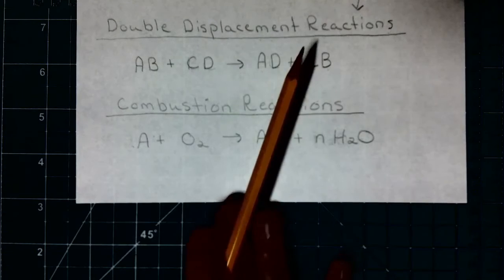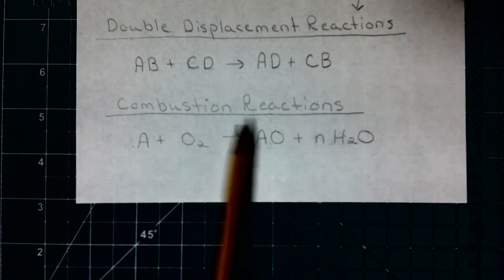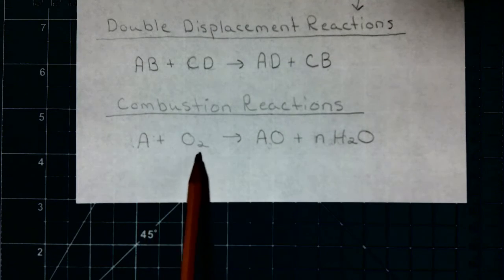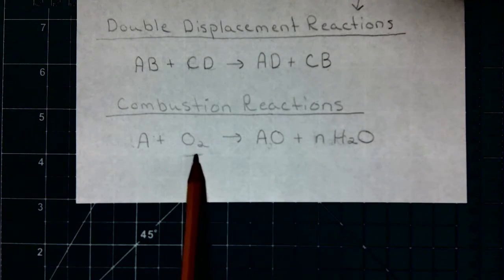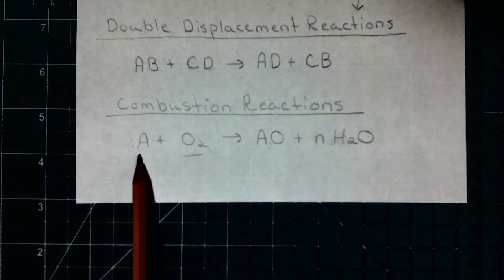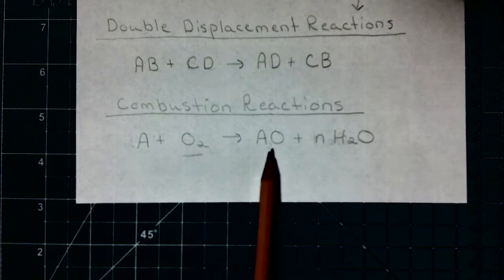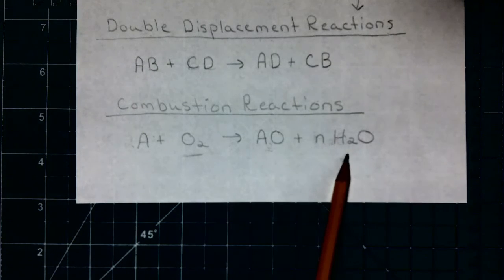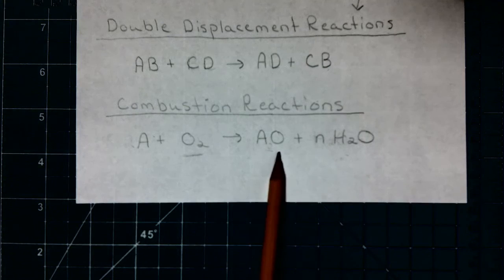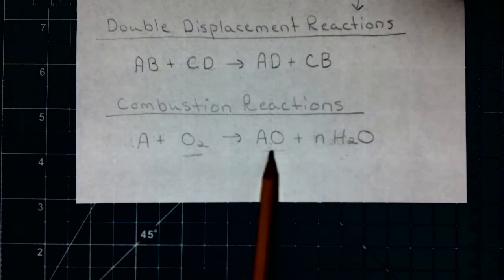And the last one, and we saw an example of this before, is the combustion reaction. This is going to be indicated by the fact that we're going to react oxygen with something else. And in that process, we're going to produce some kind of oxide and some water. So we know that both neutralization reactions with Arrhenius bases and acids produce water. So do combustion reactions. The difference between them two is whether or not we have a salt or an oxide.